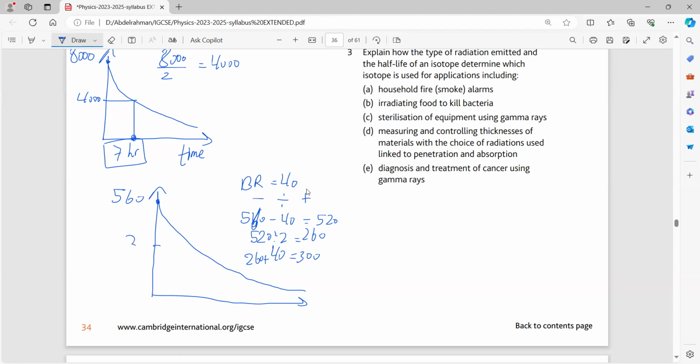Using the 300 now, we can find the half-life. Minus, divide, plus, whatever time it would take. This would be the half-life. Don't forget minus, divide, plus.